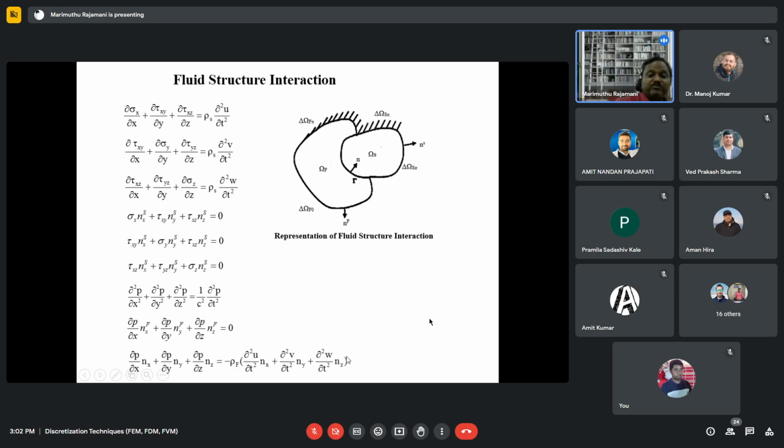Okay, fine. Now, what we are dealing with is incompressible fluid. The velocity of sound in the fluid media is very high. So 1 over c squared, the velocity of sound in incompressible fluid media is very high. So this term can be neglected.